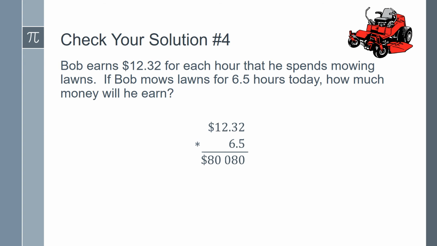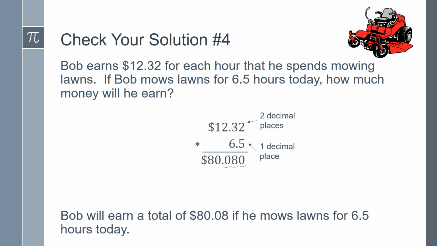Next, we look at the decimal places. 2 decimal places in the top product and 1 decimal place in the bottom product, so we have to move our decimal point 3 times. This gives us an answer of $80.08. So Bob will earn a total of $80.08 if he mows lawns for 6.5 hours today.